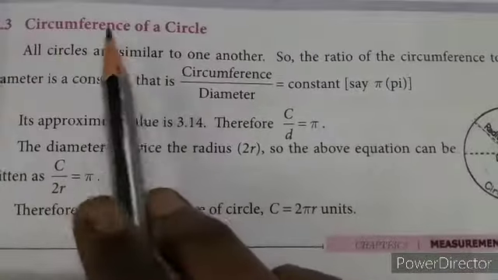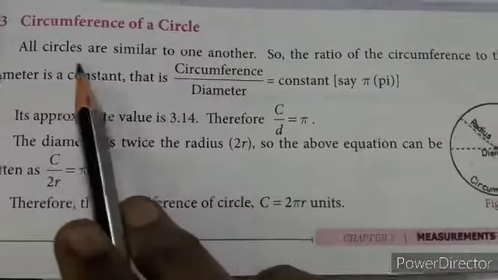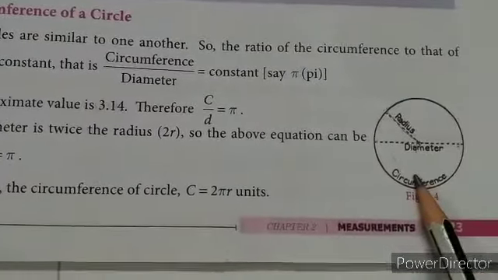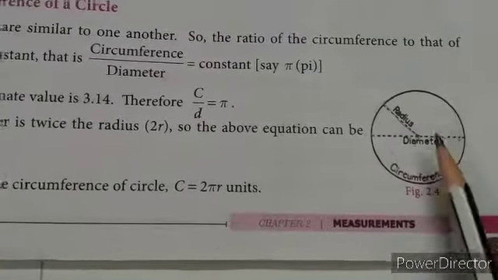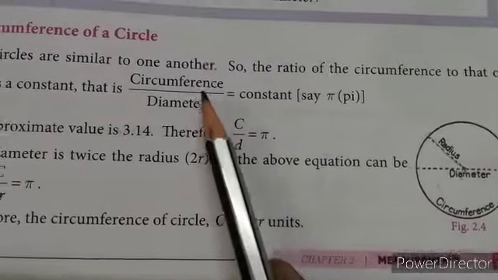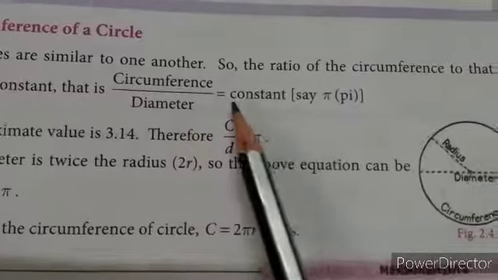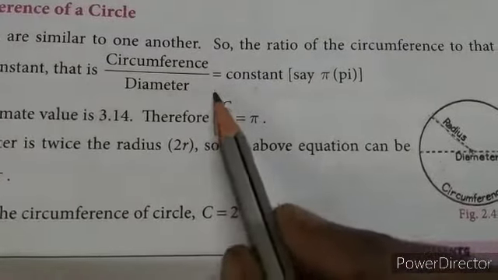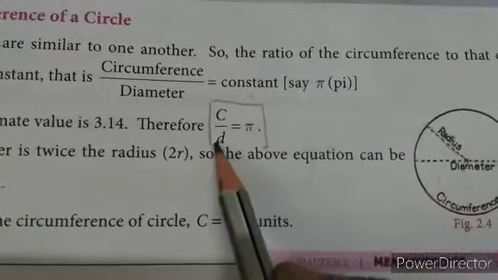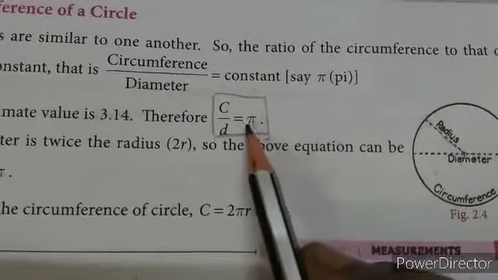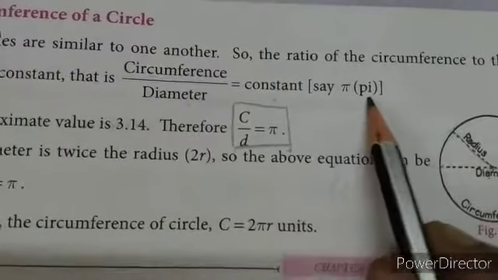Now, circumference of a circle. All the circles are similar to one another. So the ratio of the circumference to the diameter is a constant. So circumference divided by diameter gives you a constant. We can write the formula as C by D equals pi. We name this symbol pi.